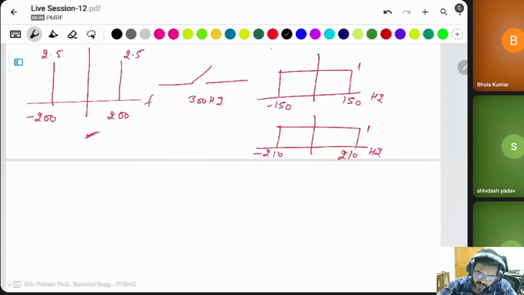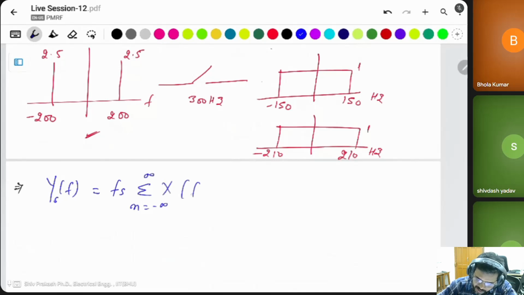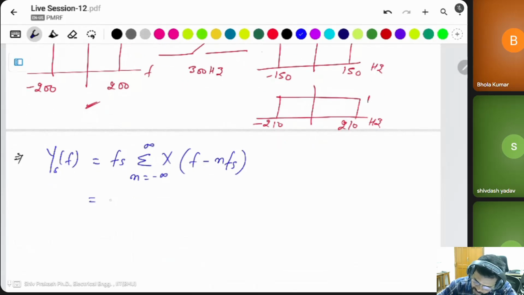Okay, let's go solve this. The frequency-domain Fourier transform of the sampled signal: you know Fs, summation of n from minus infinity to plus infinity of X(f minus n Fs), and the sample frequency Fs is 300 hertz. So the summation of n from minus infinity to plus infinity of X(f minus n Fs) with Fs equal to 300.